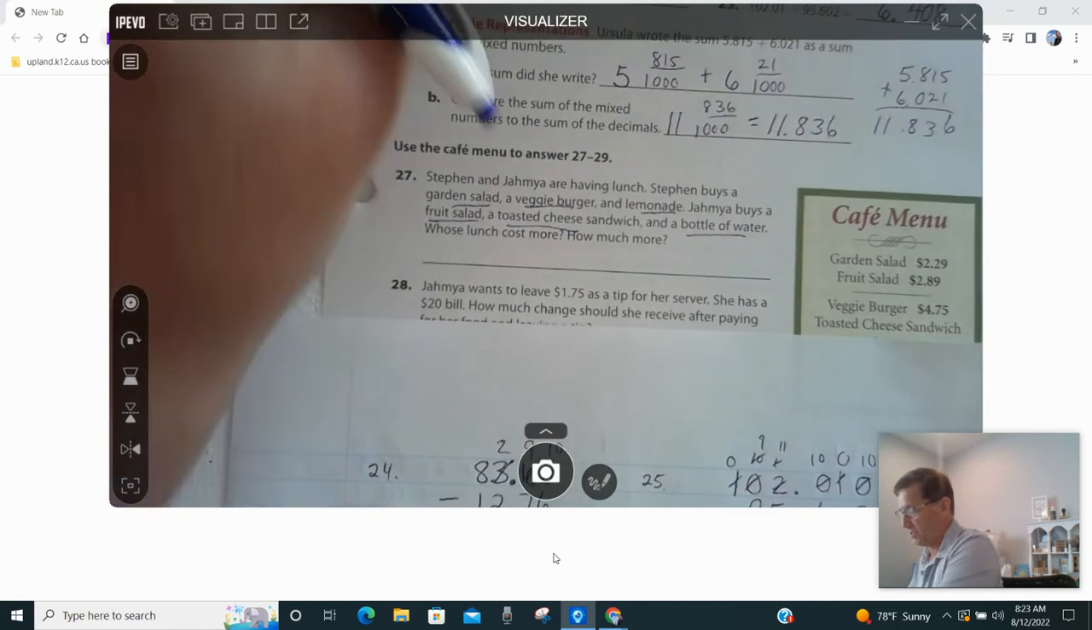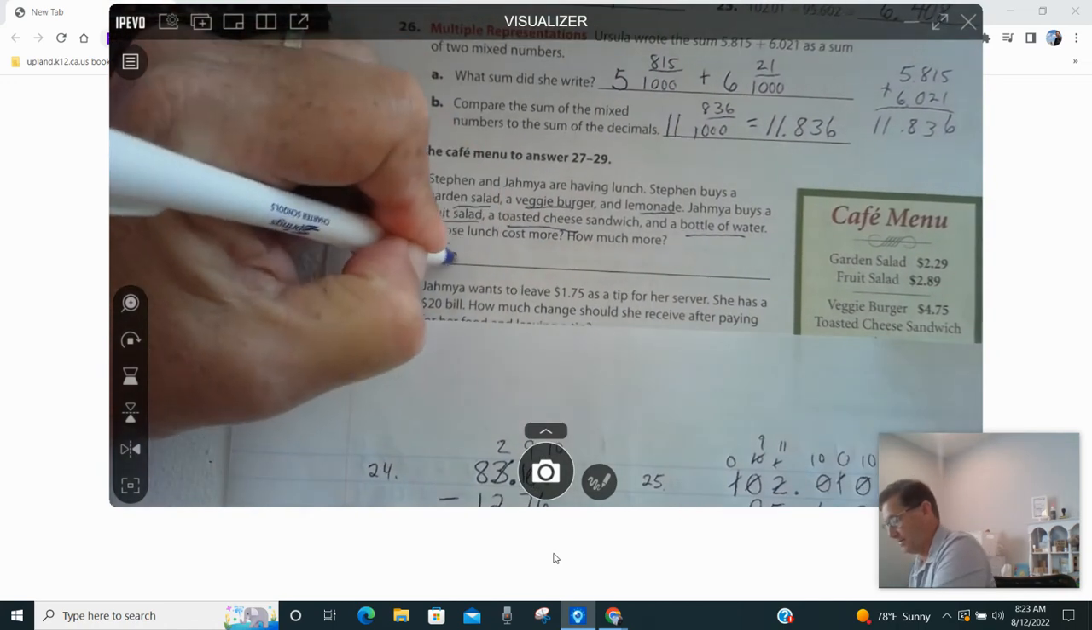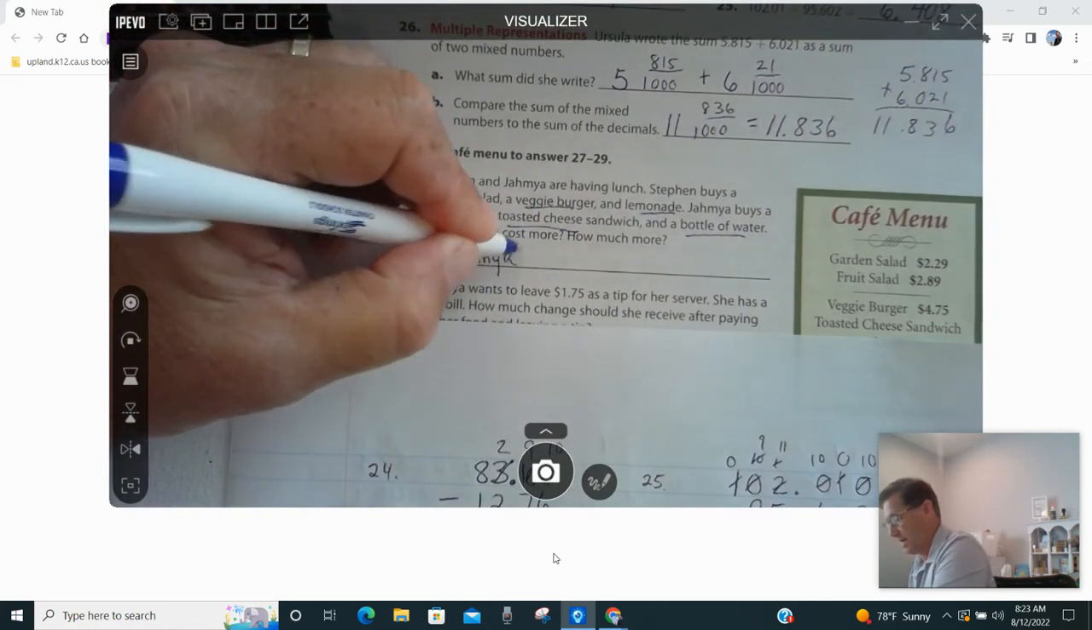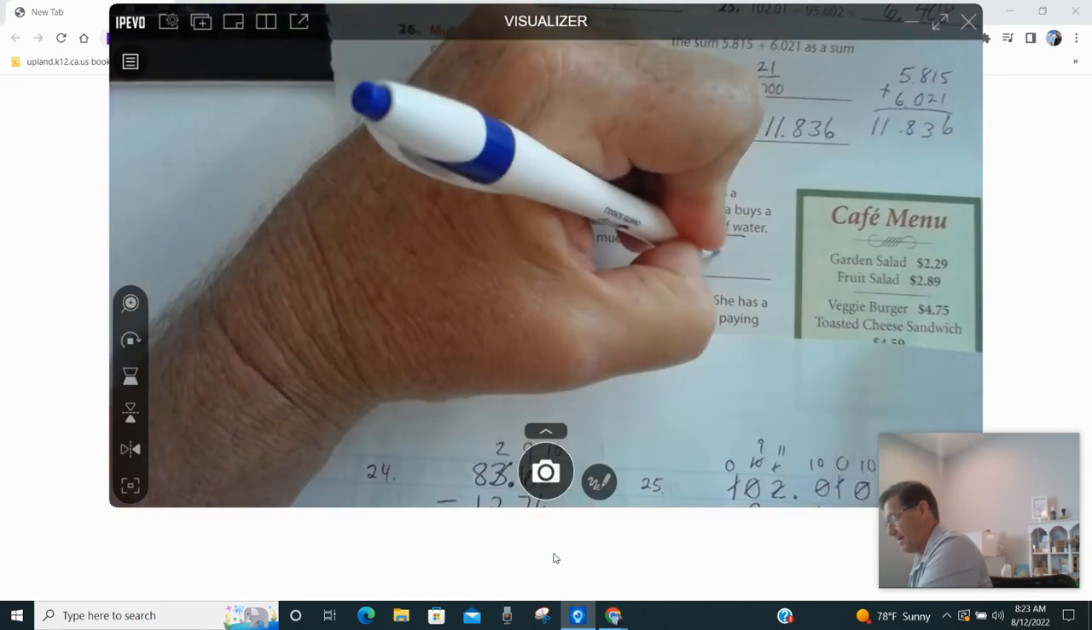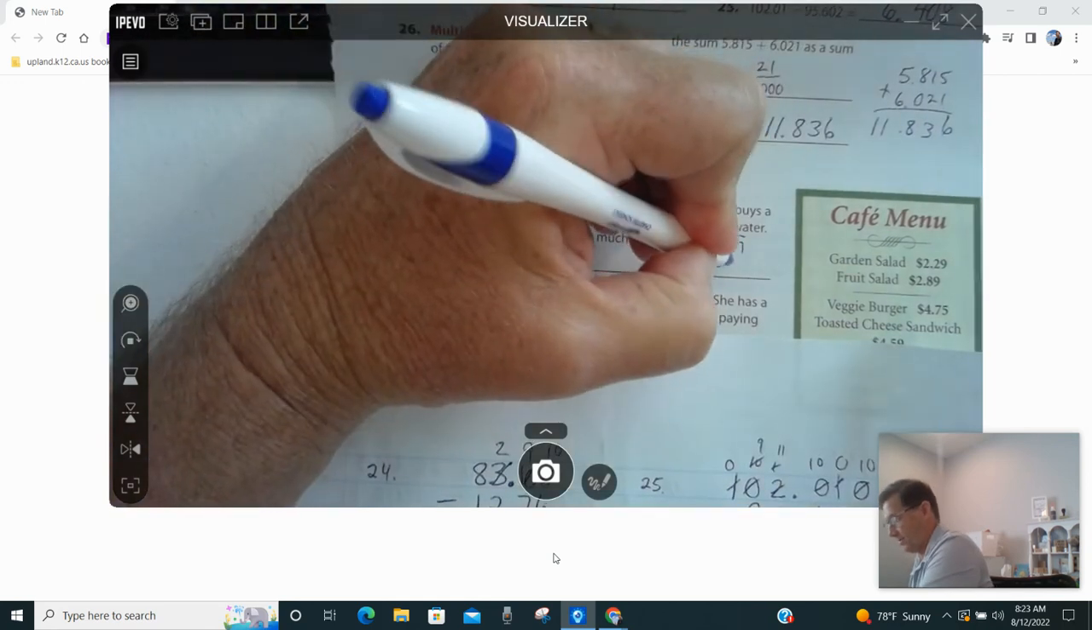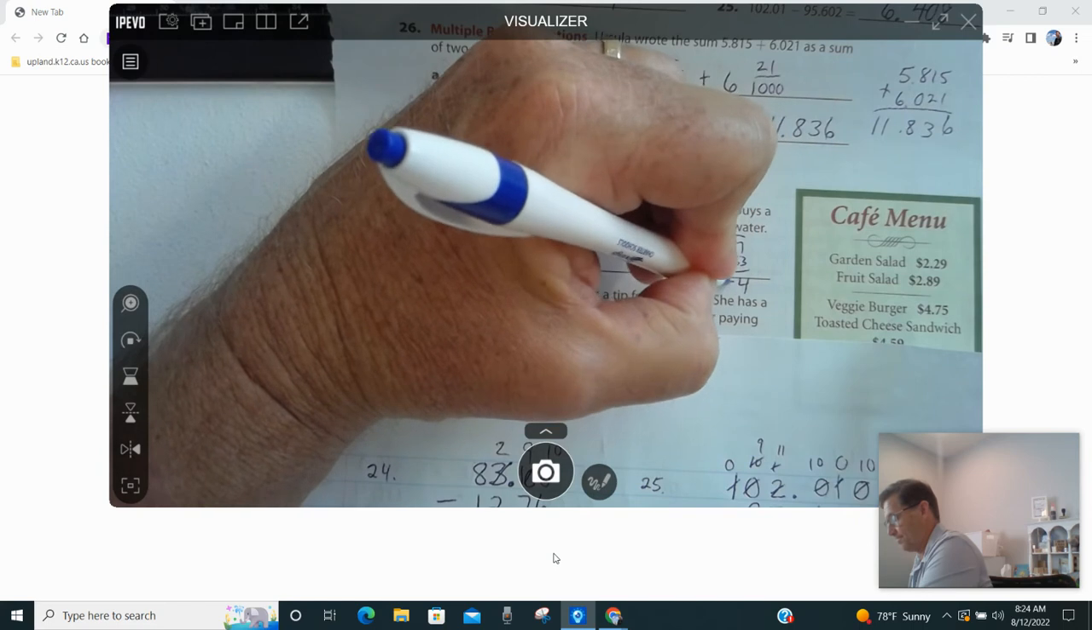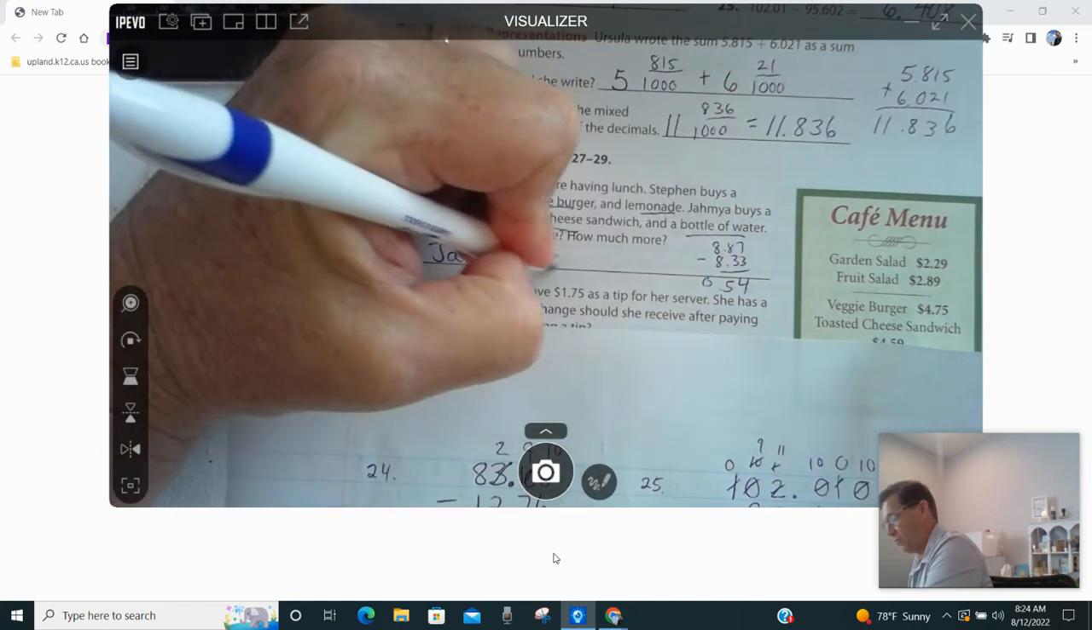So whose lunch costs more? Jemiah's. How much more? 887 minus 833, 54 cents more.